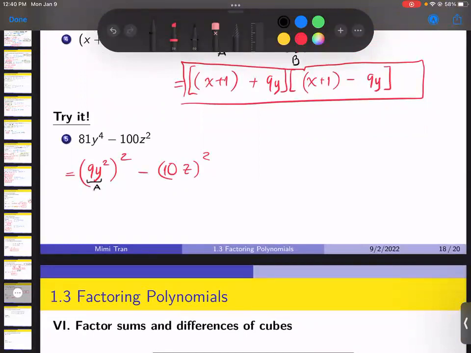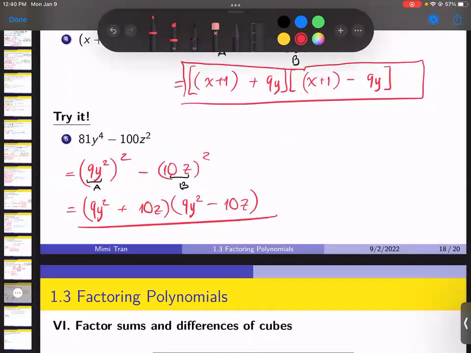So this right here is my A. This right here is my B. A plus B, so 9y square plus 10z. A minus B, so 9y square minus 10z. And then we stop right there. There's a problem that we can go on with, like if I was mean, I can make this a 10,000 z to the 4. So you have 9y squared minus 10 minus 100 z squared, and then you keep going.